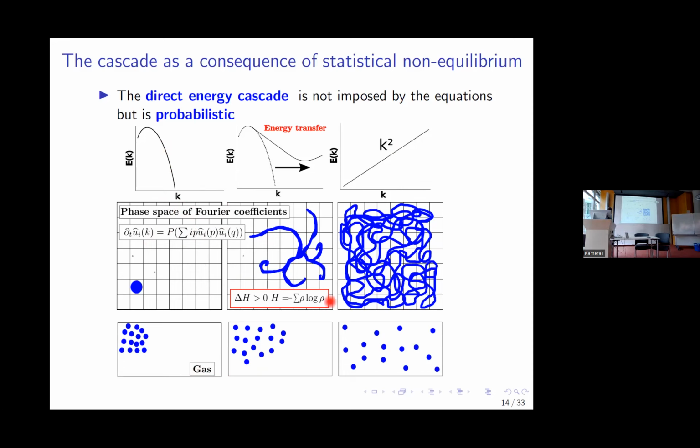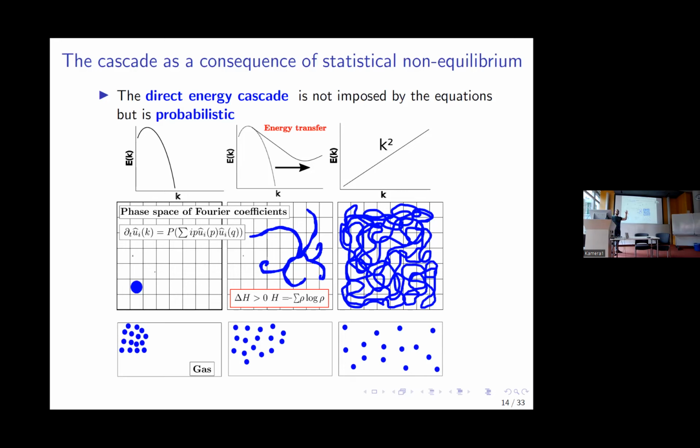And then you can actually define an entropy in phase space; you can partition phase space. The same idea we have with the gas, we can have with the Fourier coefficients. I start with an initial condition in a particular region of phase space. This is equivalent to having energy in the large scales. And then I just let it evolve, and the system can do whatever it wants.